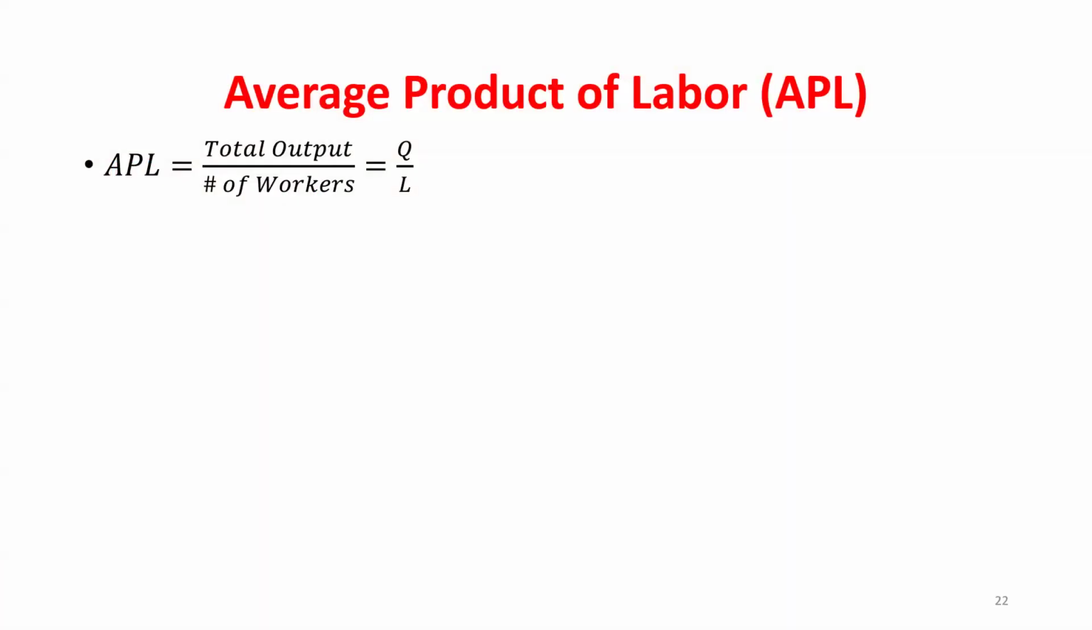So the average product of labor will be my total output divided by the total number of workers that I've hired. That's not the same as our marginal product, because the marginal product was the change in output divided by a change in the number of workers we hired.